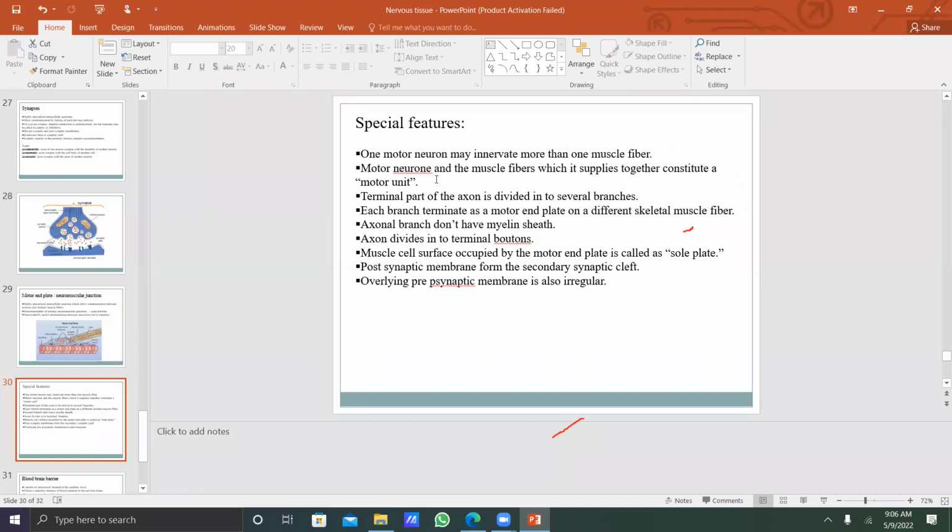So you have to remember these things because you may get questions on listing differences, or compare and contrast of a regular synapse and a motor end plate. Okay.